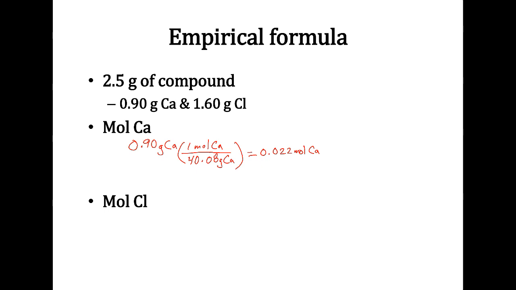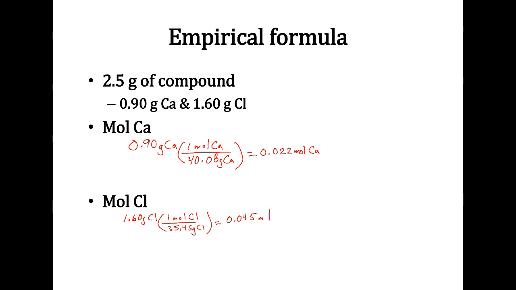Okay, so now let's go ahead and do the same thing for chlorine. So we have 1.60 grams of chlorine. To convert that to moles, we'll have to divide by the molecular weight. So in 1 mole of chlorine, there are 35.45 grams of chlorine. Whenever we plug that in, we get 0.045 moles.